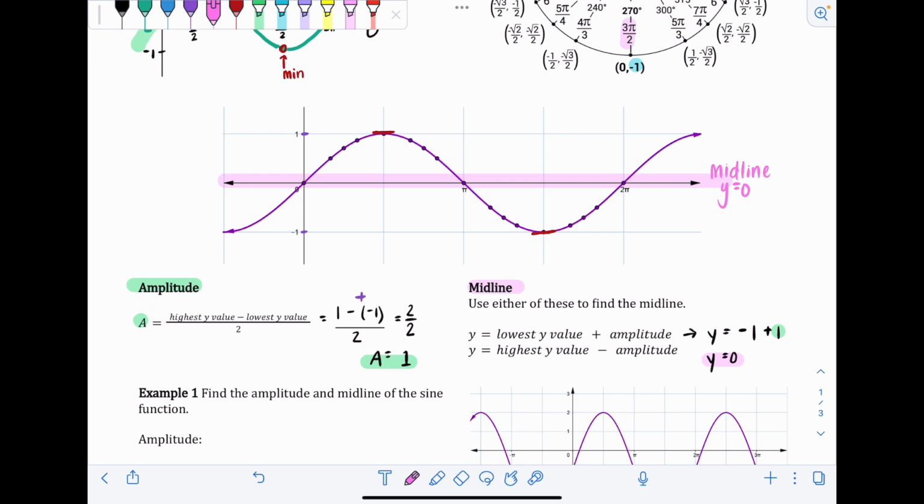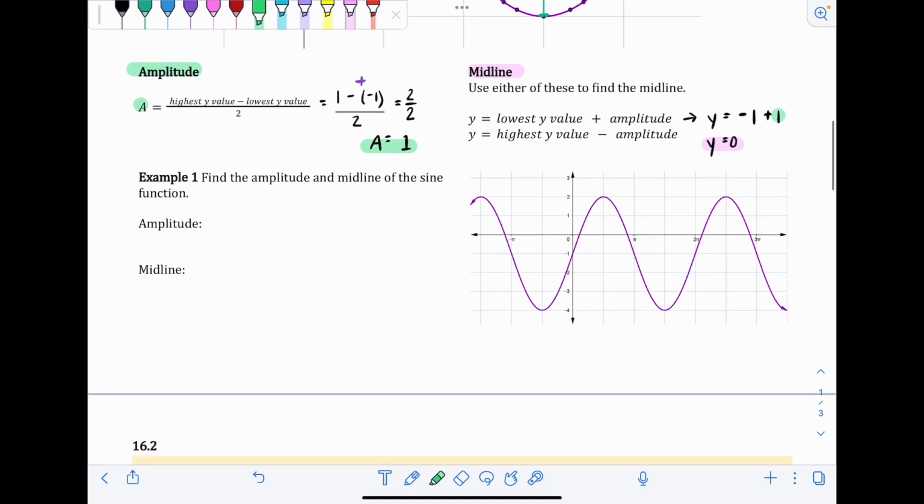And then the amplitude is the distance from the midline to the highest or the lowest point. So from here up, this would be the amplitude, or from here down is the amplitude as well. And again, it's just a distance, so the amplitude is always going to be positive. It's the distance from the midline up to the highest point or down to the lowest point. And you can see right here, these are 1 unit each, and that's the amplitude we got using the formula. So the formulas are always there for you to fall back on, but you don't necessarily always have to use them.